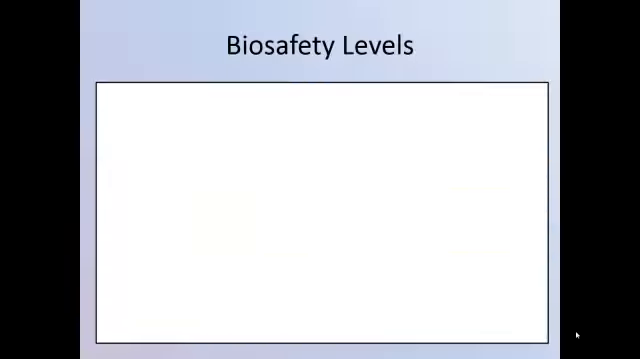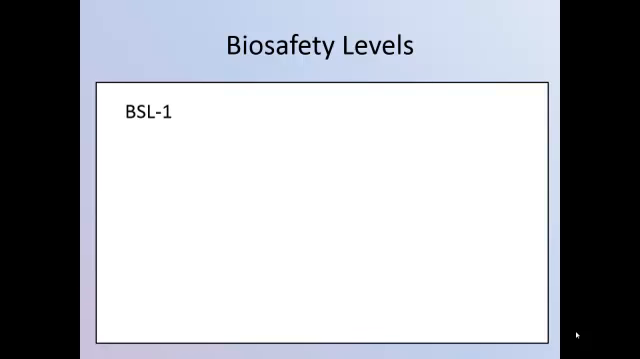Now for our last subtopic, biosafety levels. The Centers for Disease Control and Prevention, or the CDC, have set up regulations for labs and research facilities that handle microbes. And this is intended to make sure that people are protected and people outside of the lab are protected. So let's go through the biosafety levels 1 through 4.